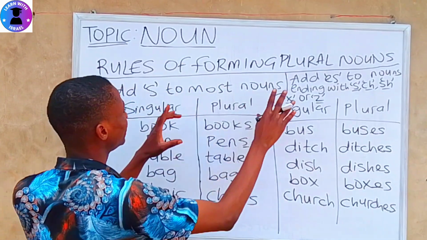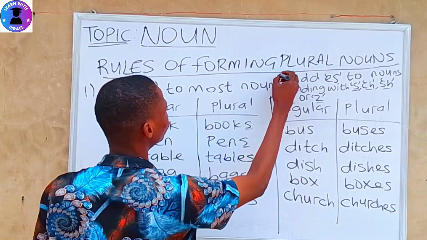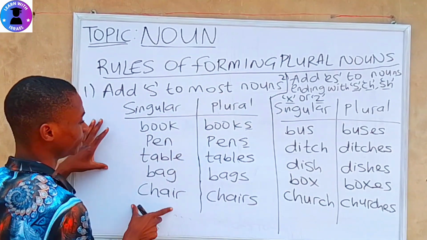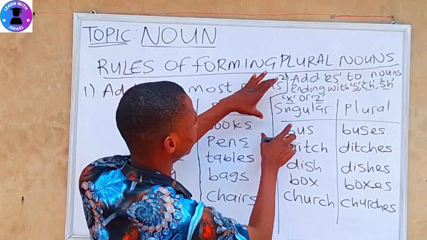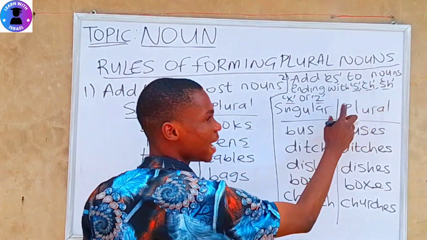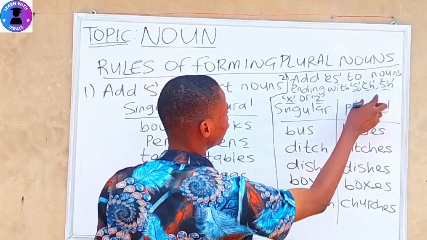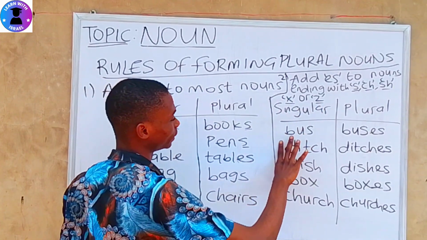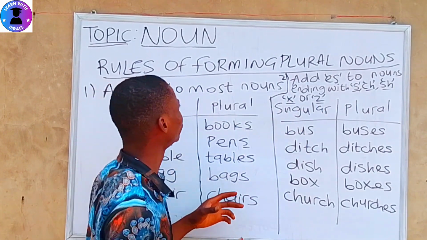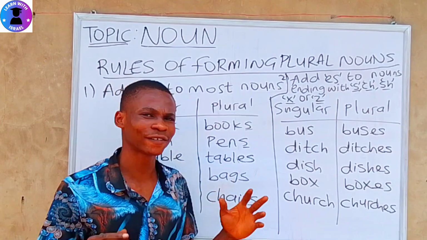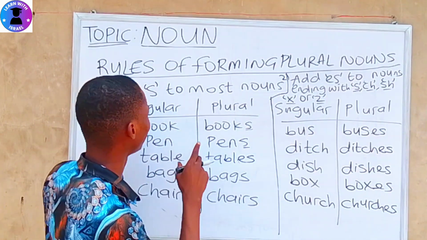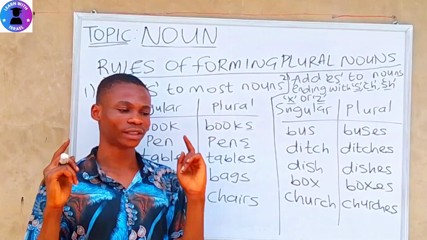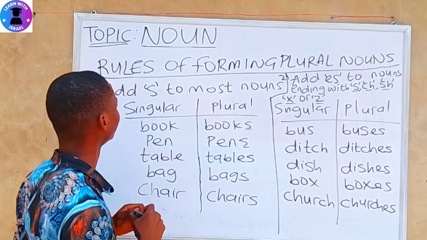For s and es, we have two rules. The first rule is add s to most nouns, and the second is add es to nouns ending with s, ch, sh, x, or z. And I made examples of these. Now we are moving to the next rules. We are not stopping here. We have seven rules, and I've talked about the first and second. So we are moving to the third rule. Stay tuned.